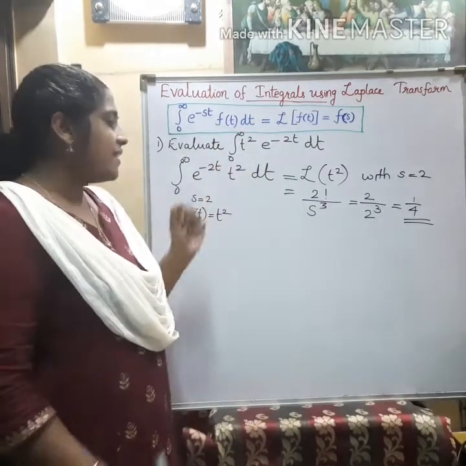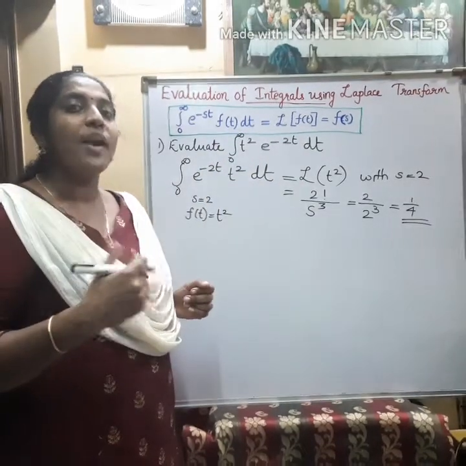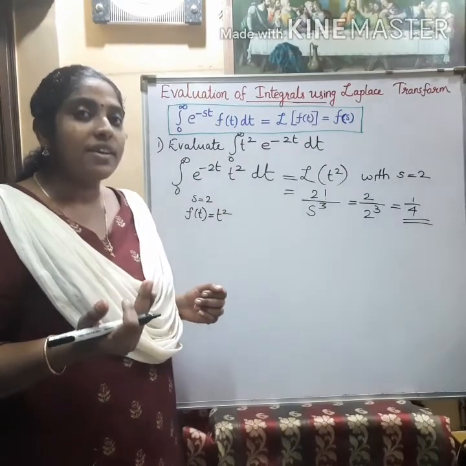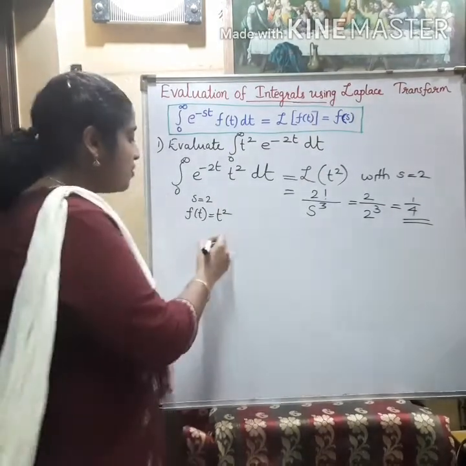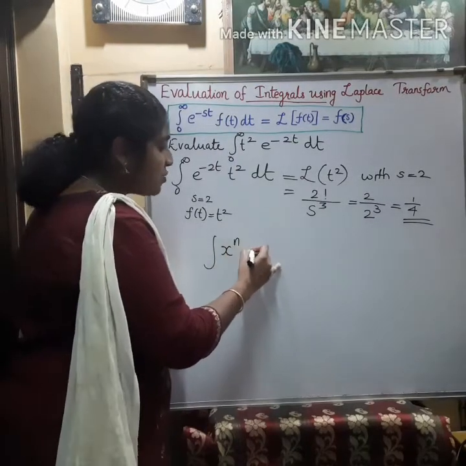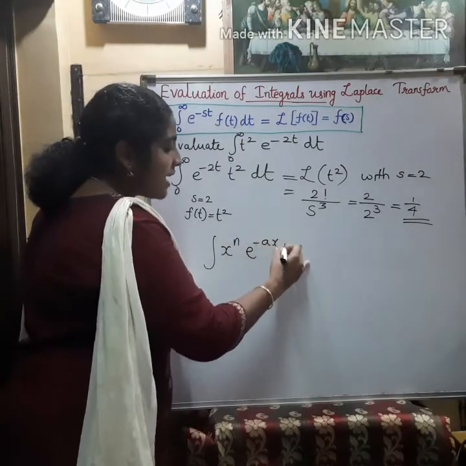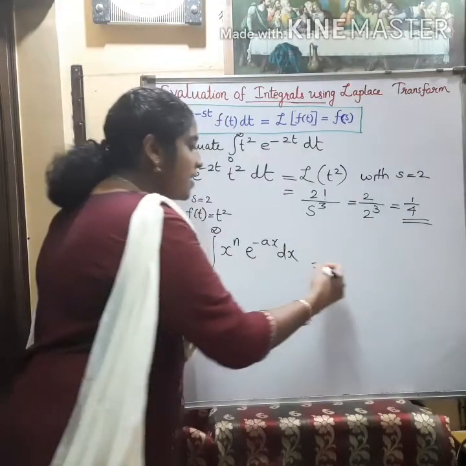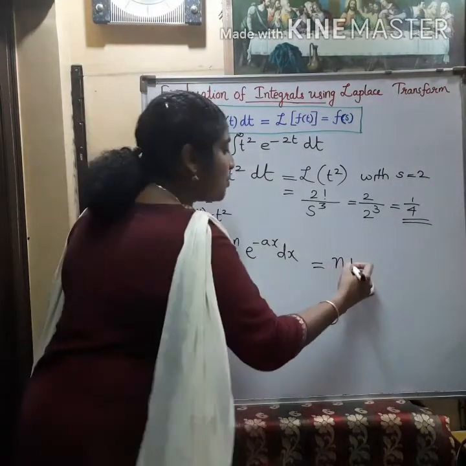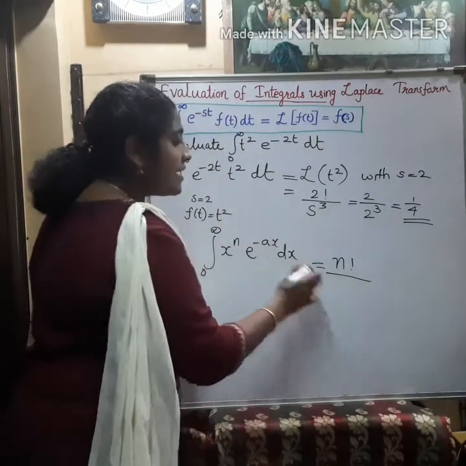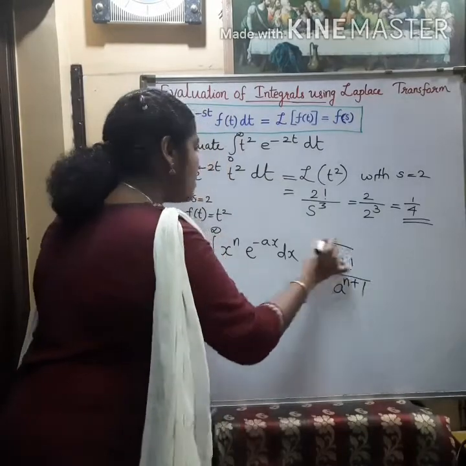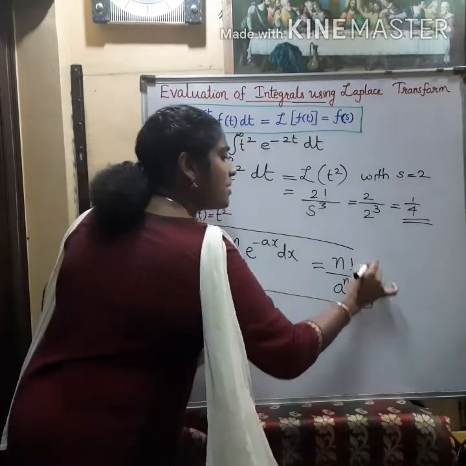This integral generally comes up in the topic of quantum mechanics. While we are doing the normalization of the wave function, usually the formula x raised to n e raised to minus ax dx comes. Then we can directly put the answer as n factorial divided by s raised to n plus 1, here s is a, that is a raised to n plus 1. This formula is used in many places in quantum mechanics.